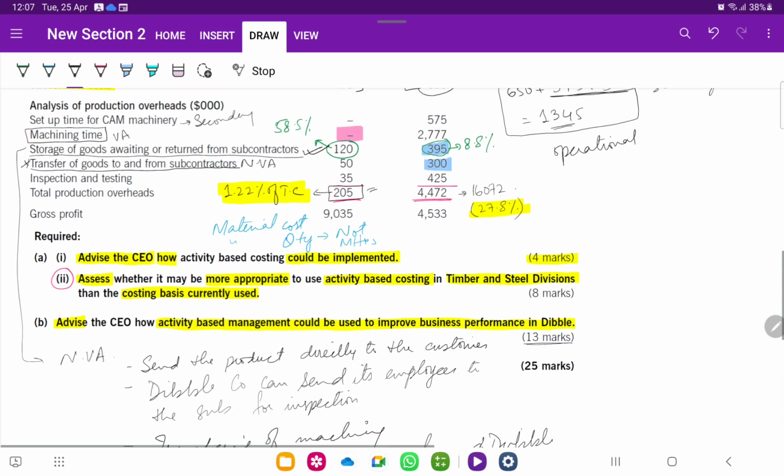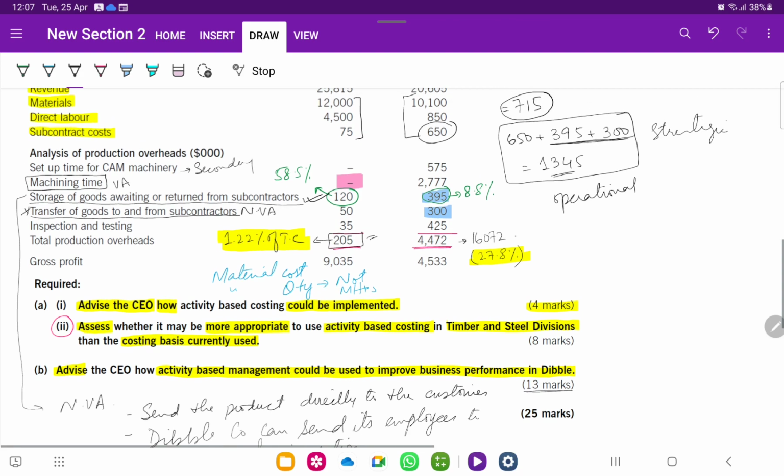What's next? Inspection and testing. Is it a value added activity or a non value added activity? Think. It's a non value added activity. Now the students usually start screaming after listening to this, but my point is, see, the main issue is: is it adding value to the product? No, it is not adding value to the product. It's just a confirmation to you that whatever you are manufacturing is 100% correct. You can pass it to the customer, right?